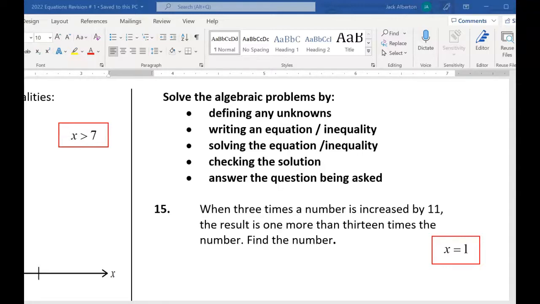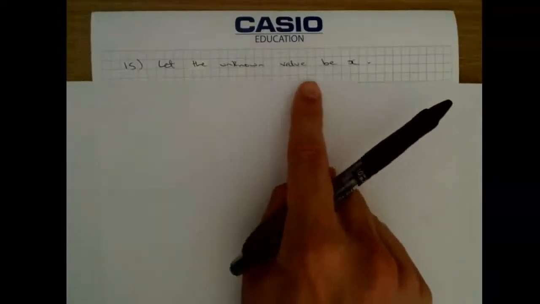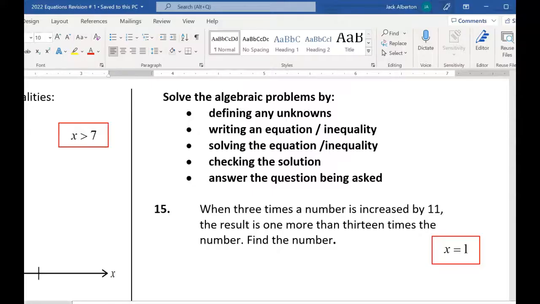So when 3 times a number is increased by 11, the result is 1 more than 13 times the number. So it seems quite confusing when you first read it, but let's just follow these steps. So we'll start off by defining any unknowns. So we've got an unknown number. So I'm going to start off by letting the unknown value be x.